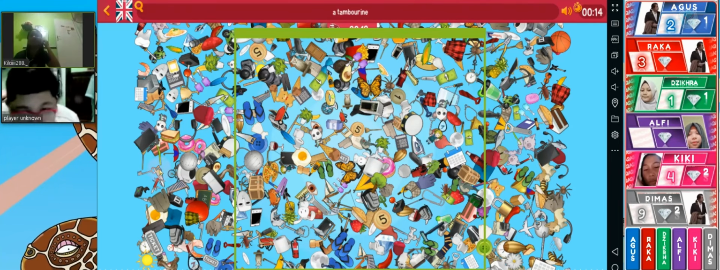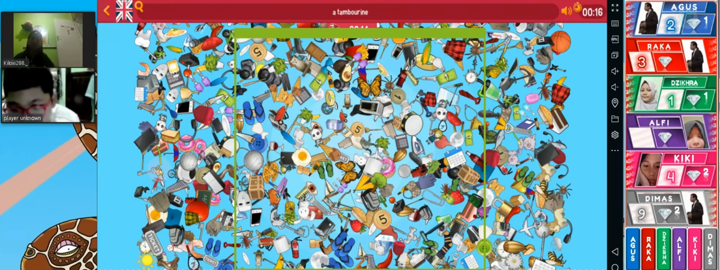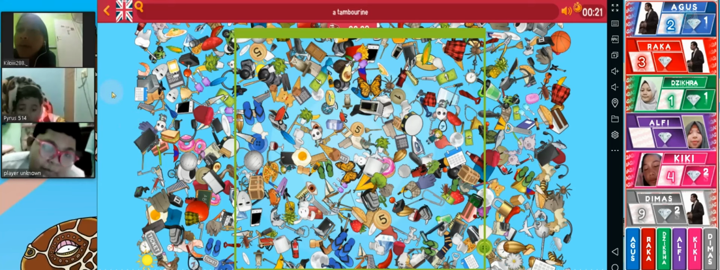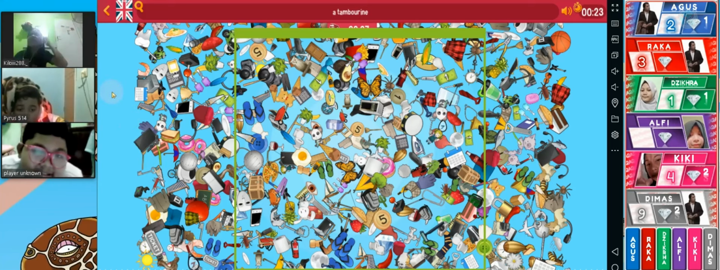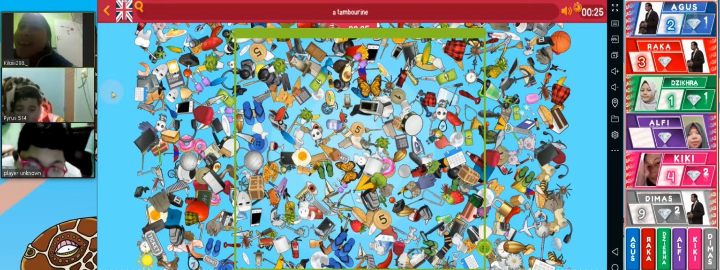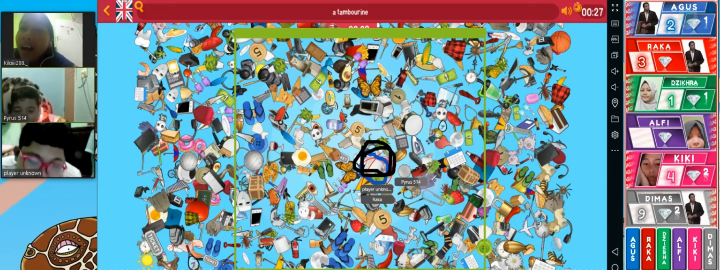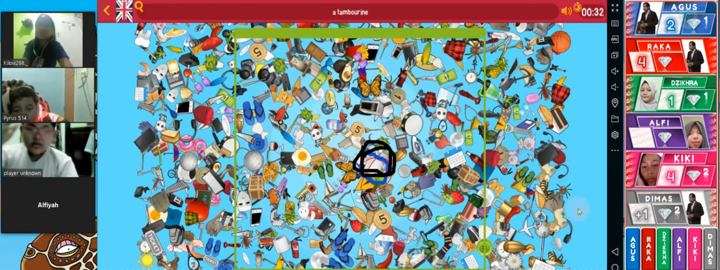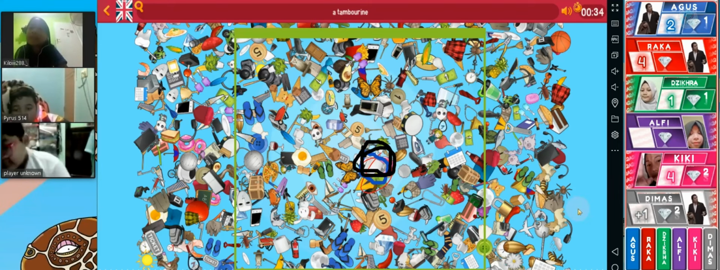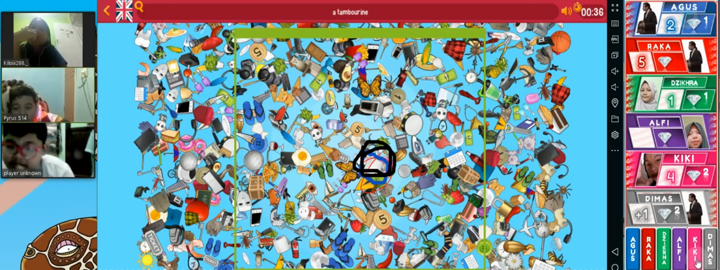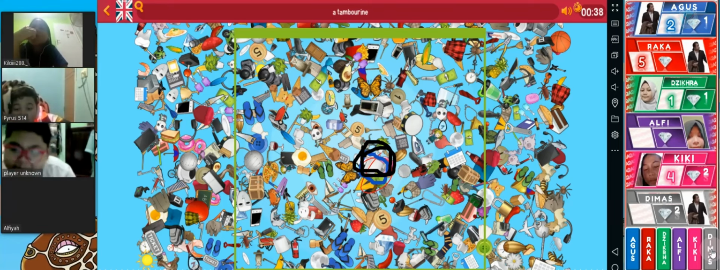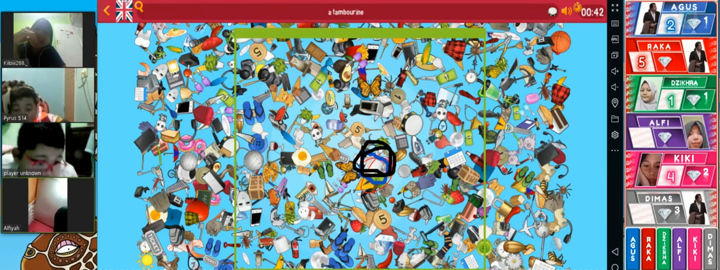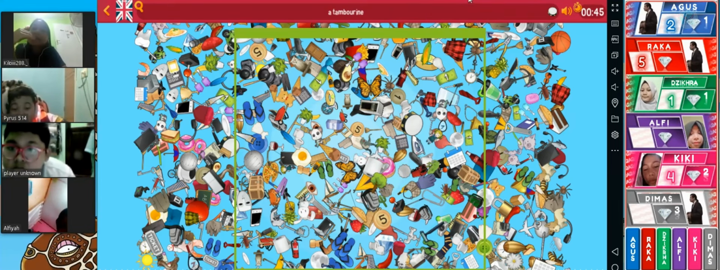Okay. So, this is a kind of thin paper, and usually it's placed in the toilet. That one. Raka and Dimas. So what's the name of the thing? Toilet paper. Tissue, toilet. Toilet paper. So this is a kind of toilet paper.